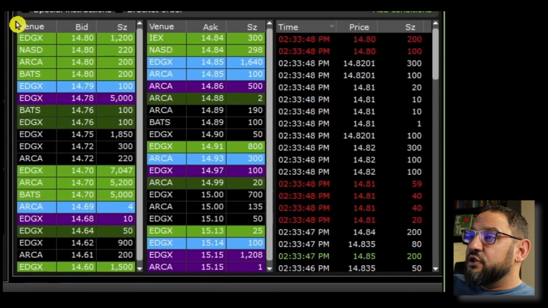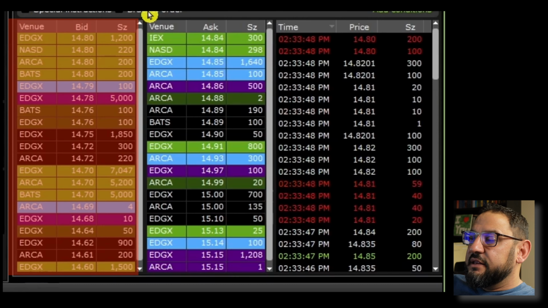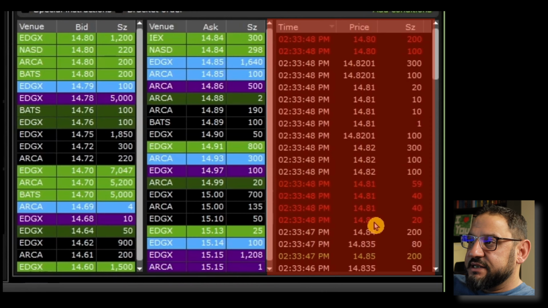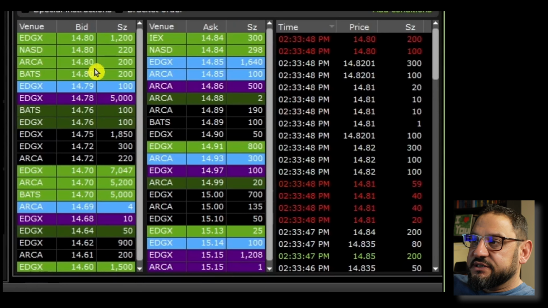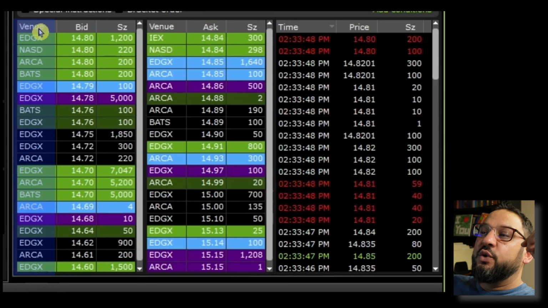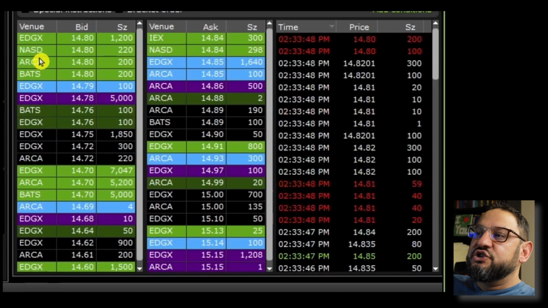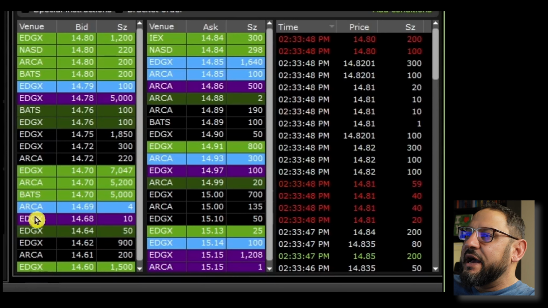Let's split level 2 into 3 sections: this section and this section, the middle one, and the one on the side. Usually level 2 is those 2 sections. The one on the left is for the buyers, and they call it the bid section. So let's divide it. They have the venue here. Some brokers are called MME, a market maker. EDGX is a market maker. NASDAQ is a market maker. ARCA is a market maker. BATS. Those are all different market makers, and I really don't care about them. I'm just letting you know what they are.